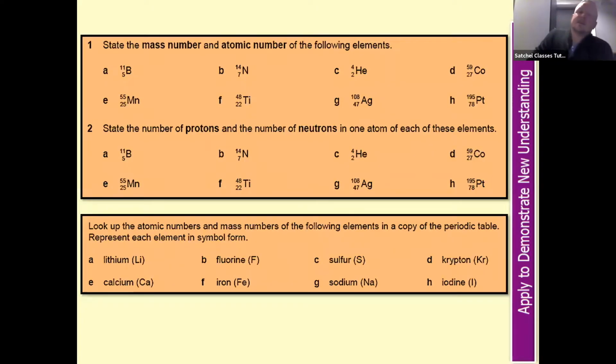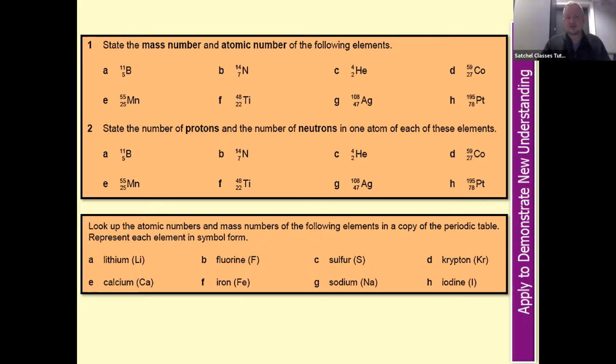So here, state the mass number and the atomic number of the following elements. Now, I do this in class, and it is as easy as it seems, but it's getting into practice the idea of recognizing which one's top, which one's bottom, which one's atomic, and which one is mass number. First off, for 1a, 11 5 B, well, 11's the highest number. In this convention, that would be the mass number. So the mass number is 11, atomic number is 5.